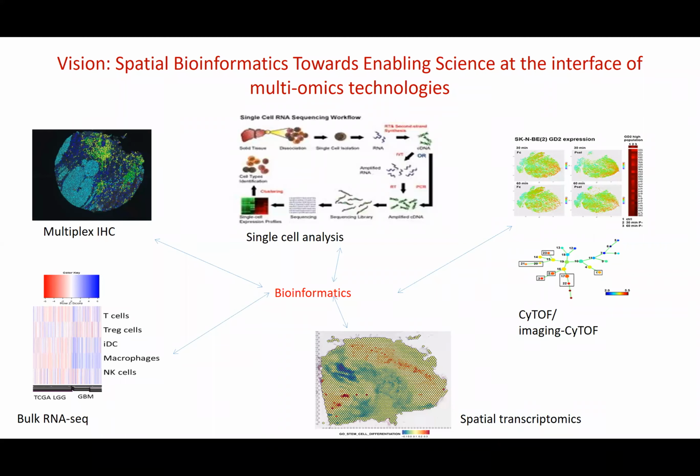how do we build this kind of integrative bioinformatics infrastructure to be able to leverage spatial bioinformatics towards enabling science at the interface of all these multi-omics technologies? That is the goal of the bioinformatics pipeline we're trying to build within the SCSAP program.